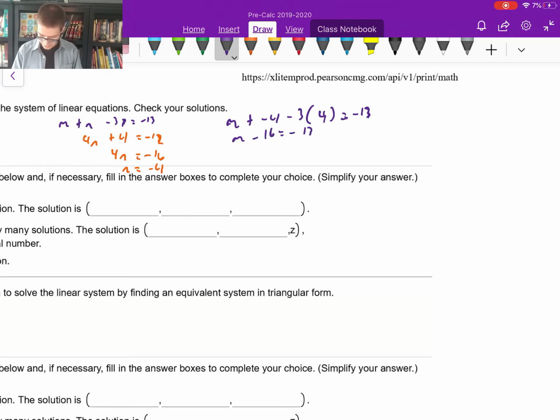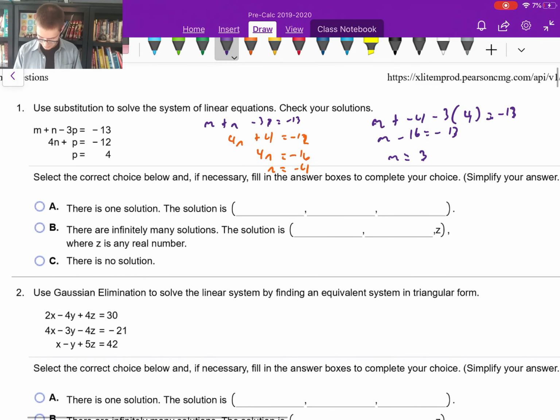And then we should add 16 to both sides, so we get m equals 3. Oh man, I did this problem wrong, didn't I? No, that's right, 3, yes. So our answer is 3, -4, and 4. That's our answer.